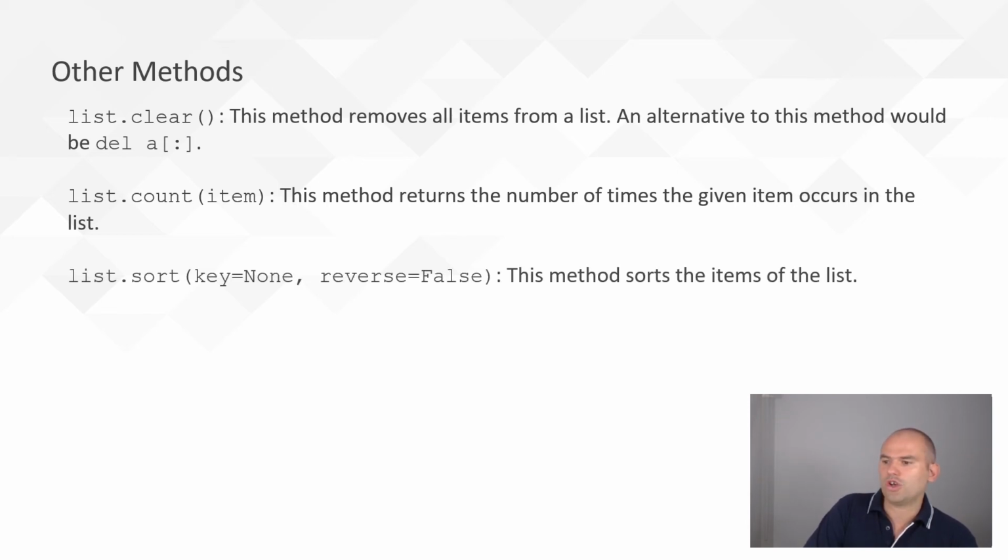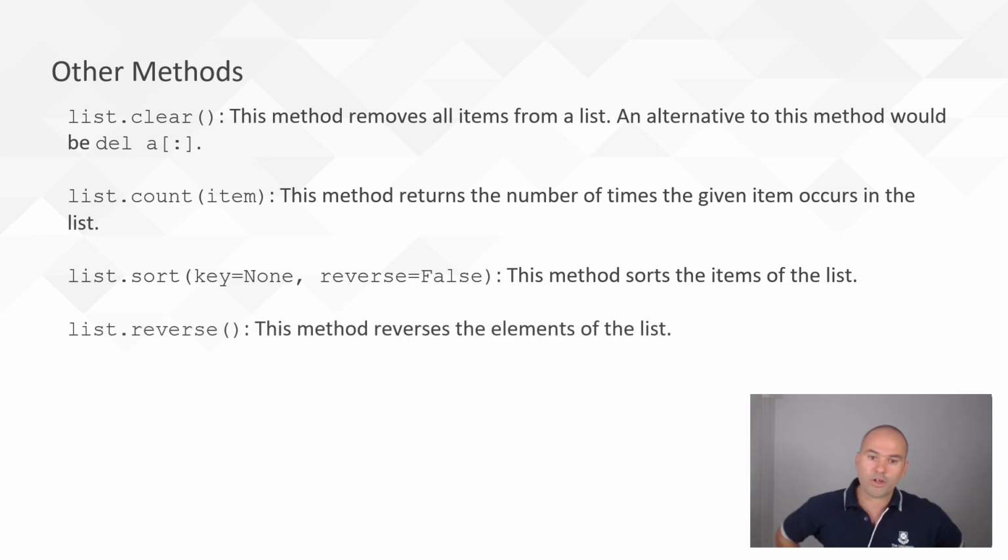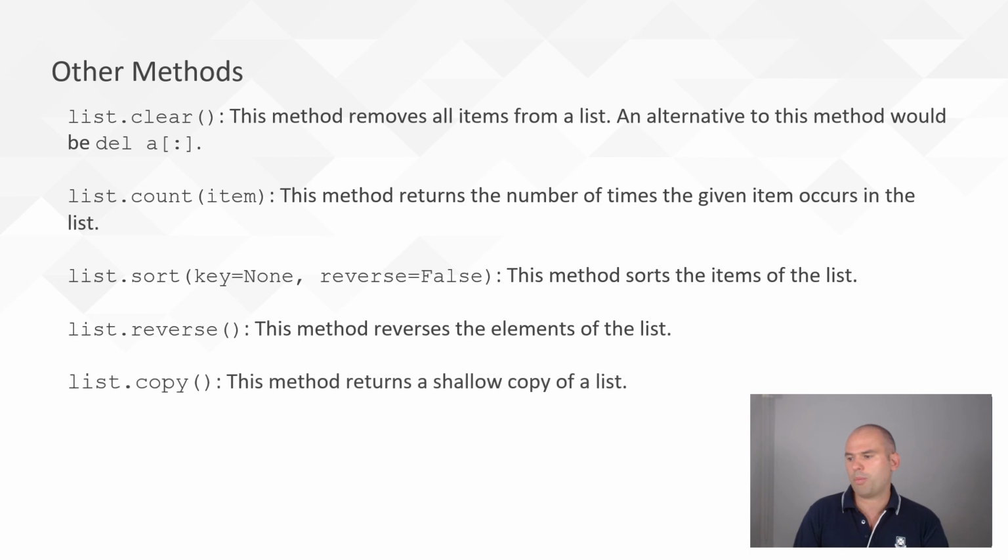Next, list.sort. You can do reverse equals True, which would sort it from the highest to the lowest, or by default lowest to the highest. If list.sort had numbers in it, randomly arranged, it would go from lowest to highest. Finally, list.reverse: the first item becomes the last item, and the whole list reverses. list.copy creates a copy of the list.